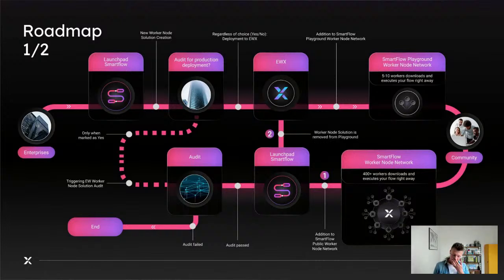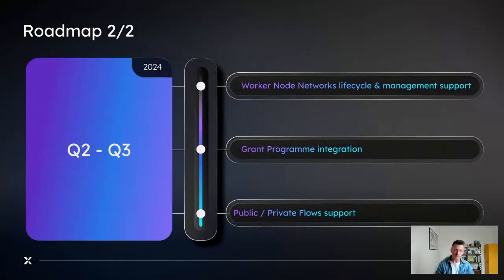And now let's move to the final piece, which is the roadmap. You saw what is happening right now, what is possible, and what is coming are a couple of things. First one, and this is the biggest chunk, the biggest upgrade that we're going to have to the SmartFlow: we're going to enable worker node networks lifecycle and management support. Right now we have the business logic management and the solutions management, but not the networks. This will be the next step. This highest level in the hierarchy, which is networks, will also be possible to manage from the SmartFlow.